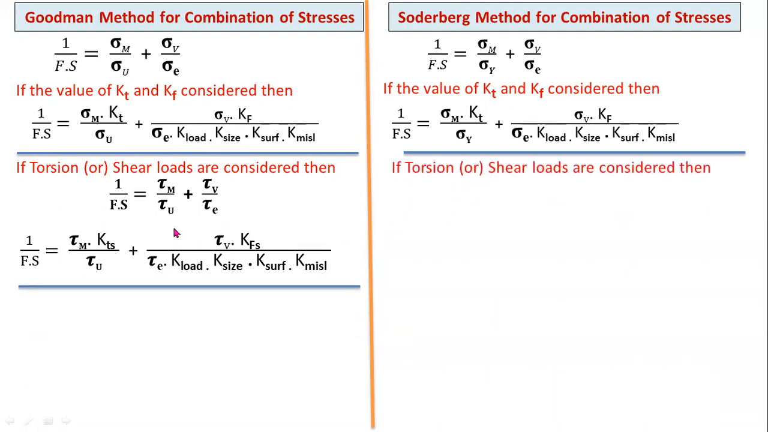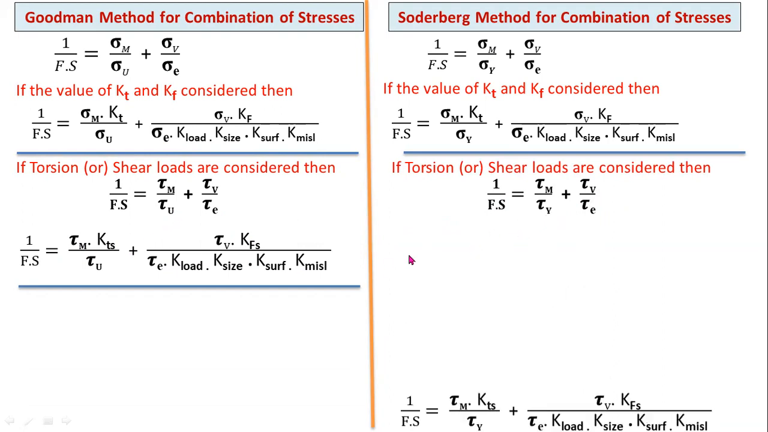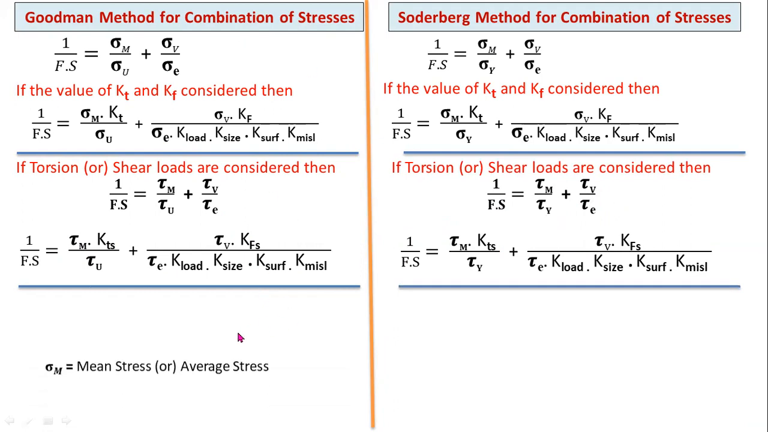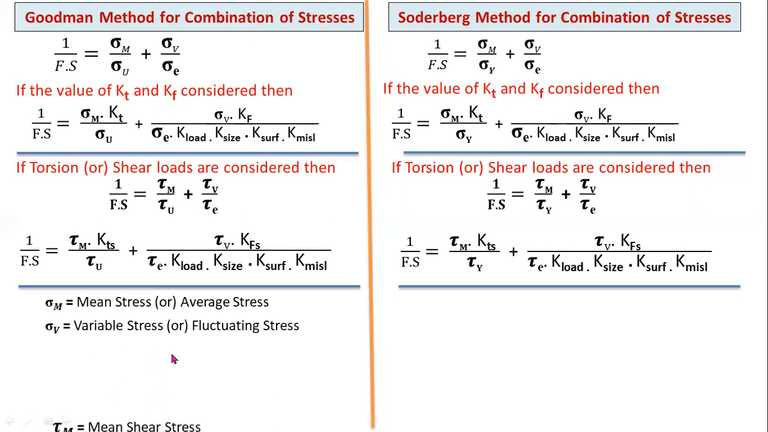For the Soderberg method, the formula is the same: 1 by Fs equals tau m by tau y plus tau v by tau e. You just have to replace tau u with tau y, and this is the same expression for Soderberg. Now these formulas are very important for our design problems. Please all of you remember these formulas. By using these formulas, I'm going to explain some problems on Soderberg and Goodman's methods.